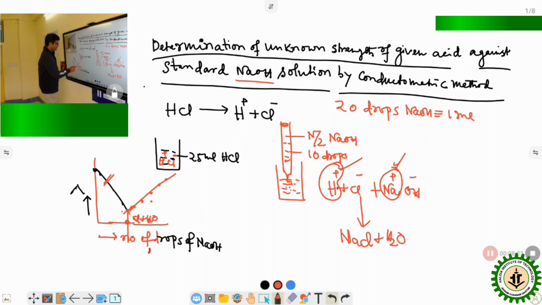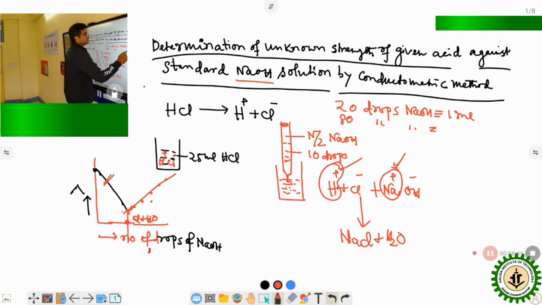Now, from this graph, if we plot the number of drops of NaOH versus conductance on graph paper, we can get the drops of NaOH from this point, and suppose it is 80 drops from the graph. If the x-axis is the drops of NaOH, say 80 drops, so 80 drops correspond to how many ml? 80 divided by 20, that is 4 ml.